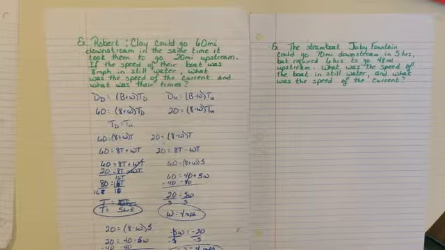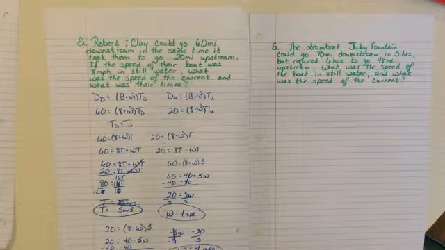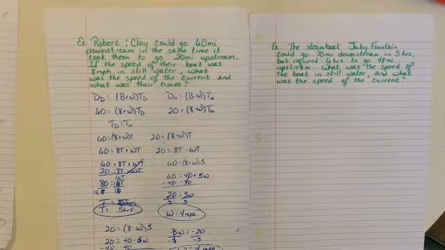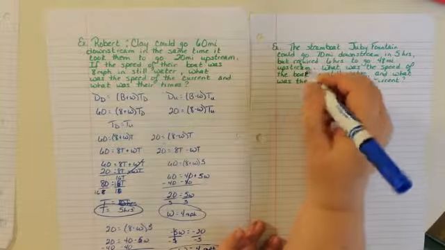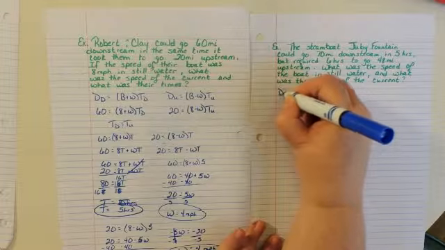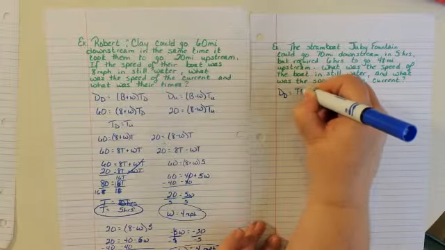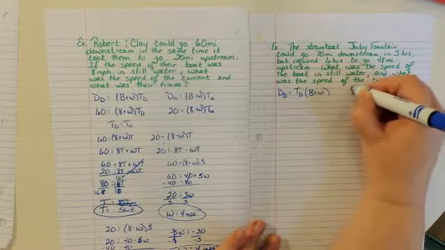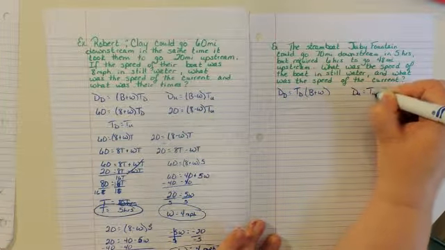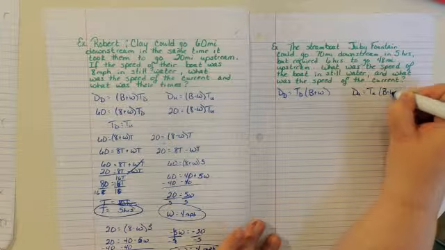Okay, let's try another one. The steamboat Juby Fountain could go 70 miles downstream in 5 hours, but required 6 hours to go 48 miles upstream. What was the speed of the boat in still water, and what was the speed of the current? So, the distance downstream equals the time downstream times the boat plus the water. The distance upstream equals the time upstream times the boat minus the water.